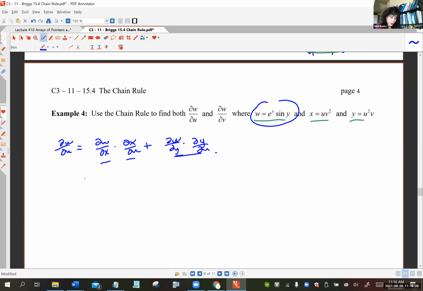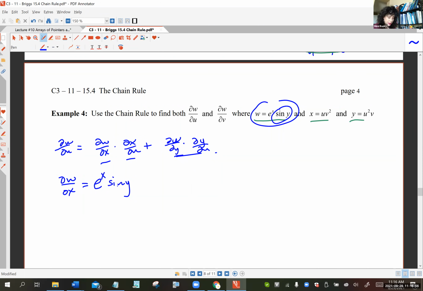So look at w. What would dw dx be? That's a partial with respect to x. That means you're going to hold y constant. So sine of y also just looks like a constant multiple. A constant multiple times e to the x, the derivative of that is just the constant multiple times the derivative of e to the x, but e to the x derivative is e to the x. That was easy.